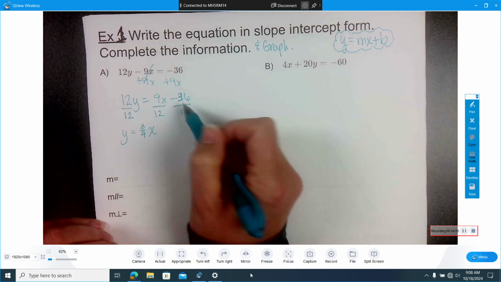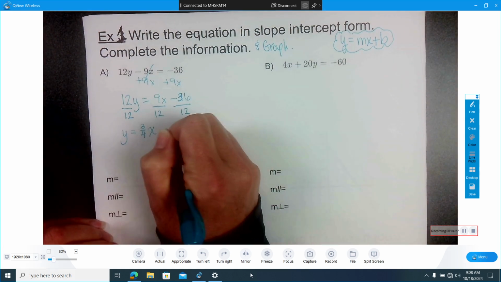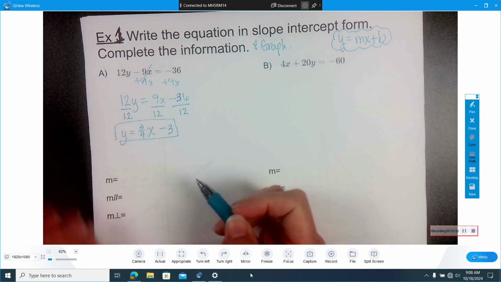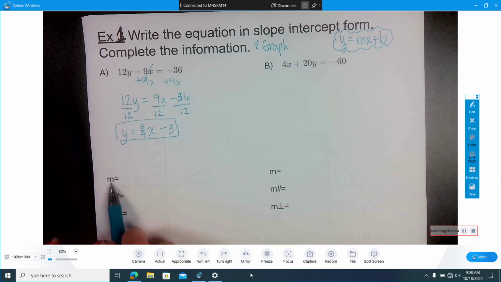Okay. And -36 divided by 12? -3. Very good. So this is slope-intercept form. What is the slope?